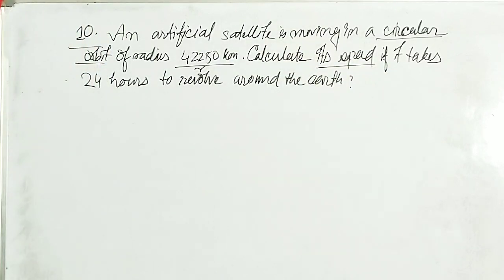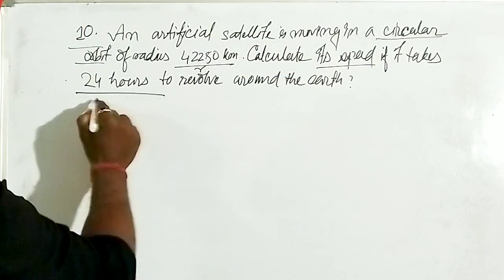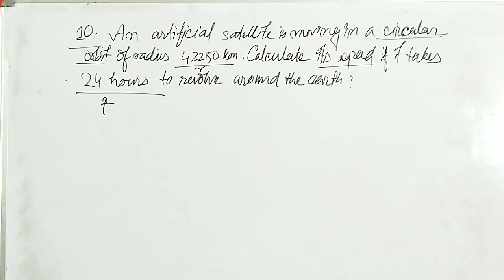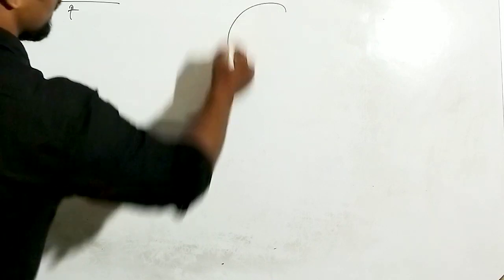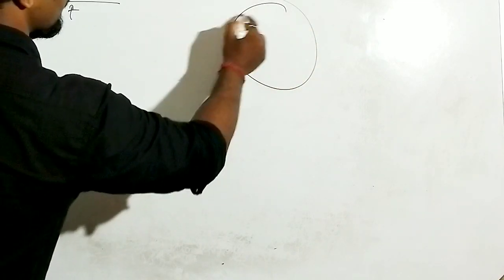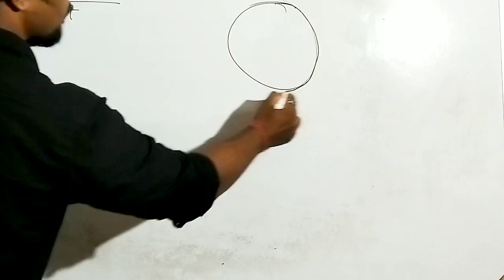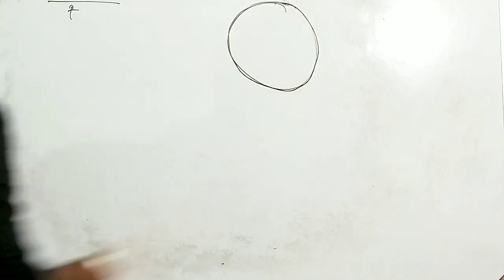Right? If it takes 24 hours, that means the time to revolve around the Earth is also 24 hours. So we need to calculate this speed. Simple circular track, right? So what will be the distance? The circumference of this circle.